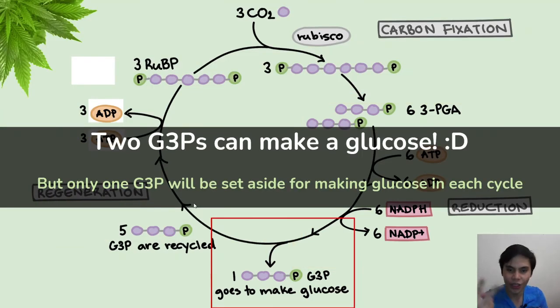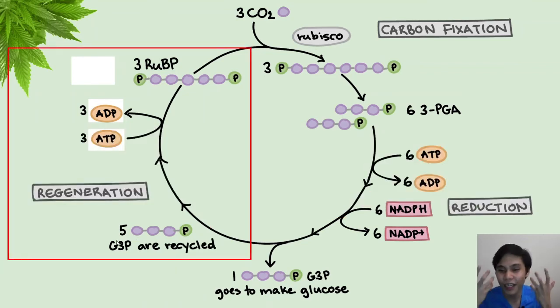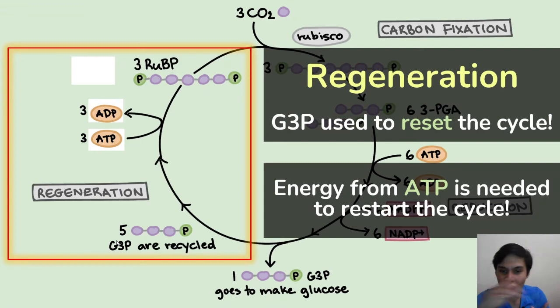Your two G3Ps, if you put them together, you can make a glucose. Your G3P with the 3 carbons, you get 2 of them together, you have 6 carbons in total. That's your C6H12O6, or your glucose. But only one G3P for every turn of the Calvin cycle is used to make glucose. All the rest, all these 5 leftover ones, are used in the third stage of your Calvin cycle, your regeneration stage. In regeneration, this is just to reset the cycle.